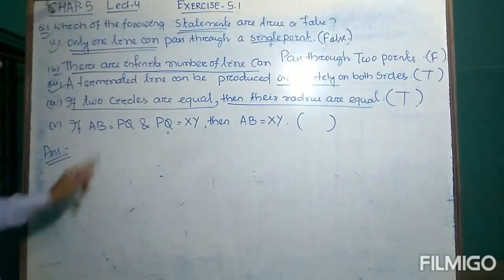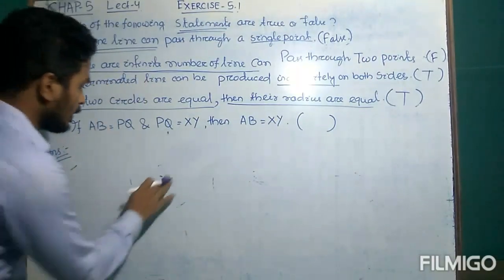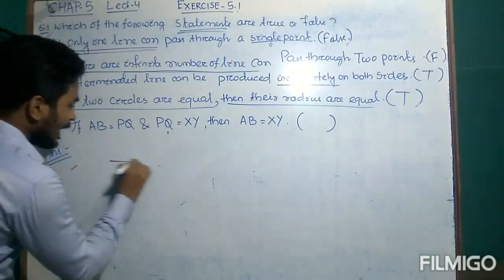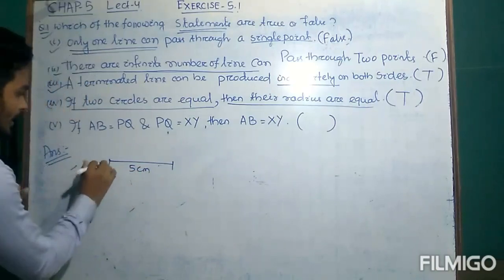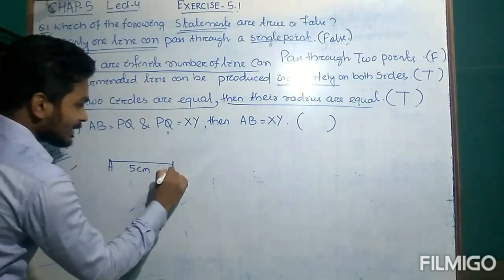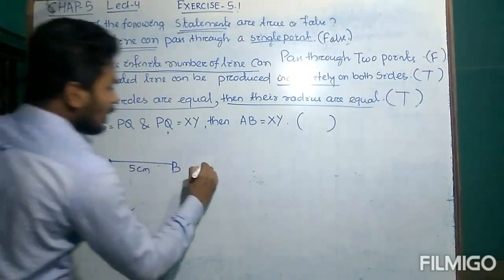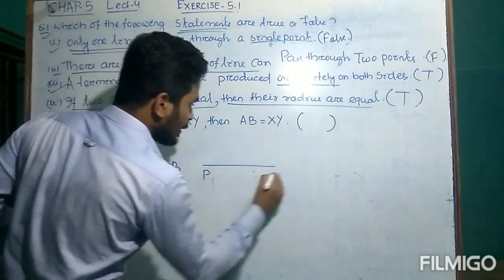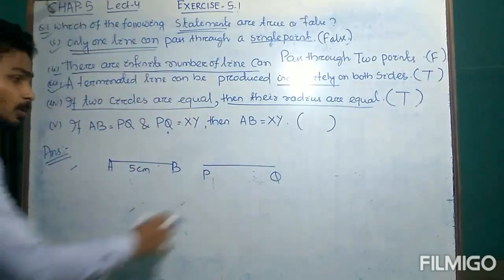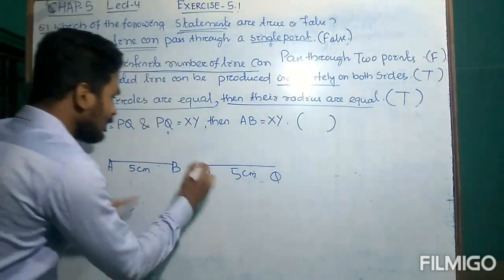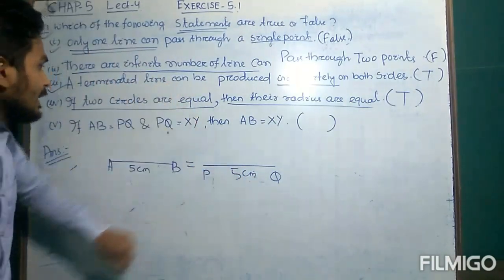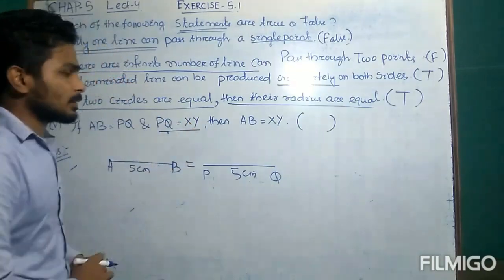Next question. If AB is equal to PQ, for example, suppose AB has a length of 5 cm, with point A and point B, and it is equal to PQ. PQ is another line segment whose length must be 5 cm because it is given that AB is equal to PQ. And PQ is equal to XY.